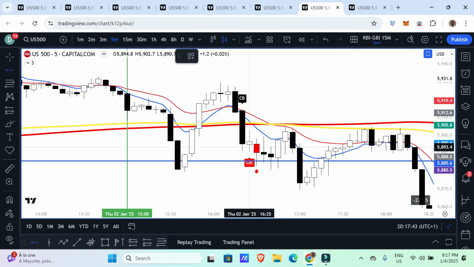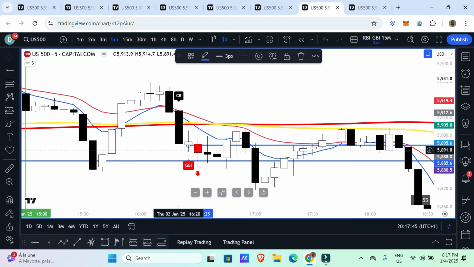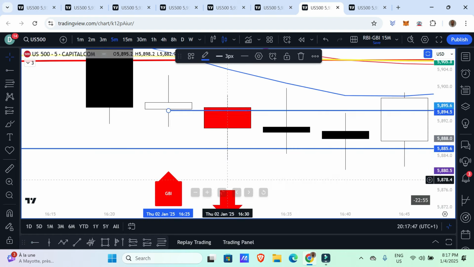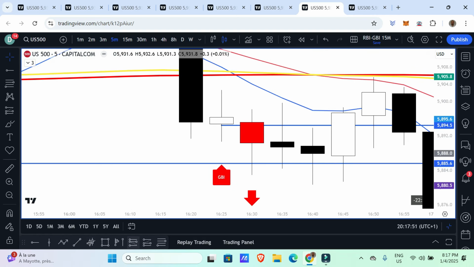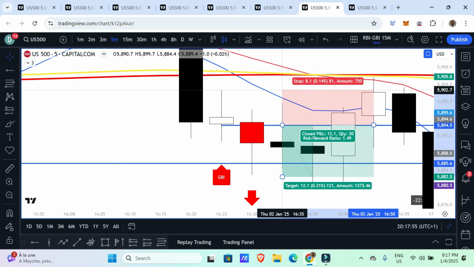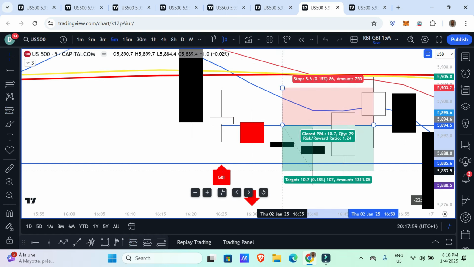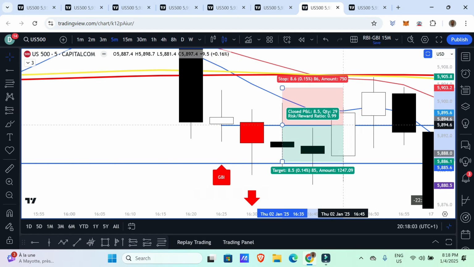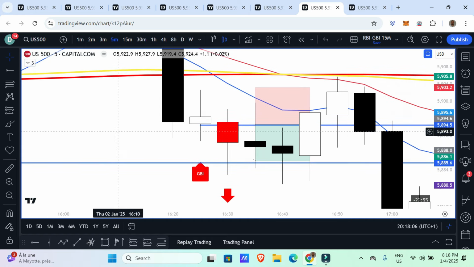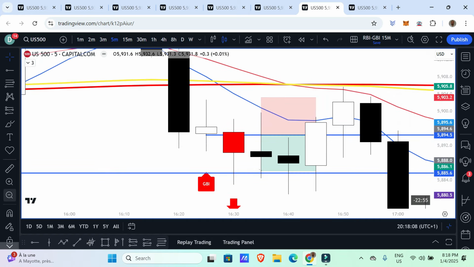The blue line is going below the white body. Let me zoom in, you can see better. Here we go. We position our trade. Here we got triggered, 8.6 our target, and here 8.6. Here we go. And we were profitable on the 5-minute on this setup.